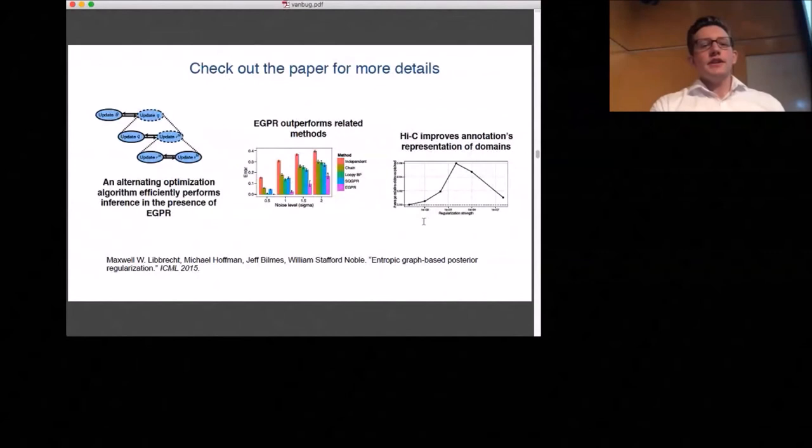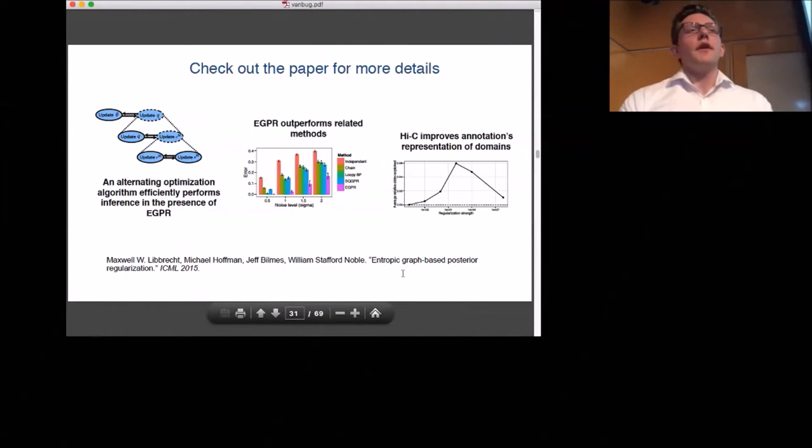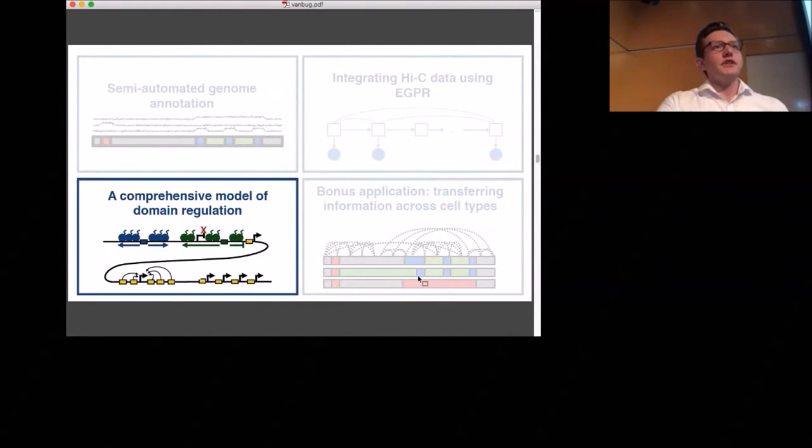So if you're interested in this stuff, please check out our paper, especially this is the paper on the computational approach. I will also be talking about this in the UBC stats seminar in about a month. So check out that talk if you're interested in the machine learning side. Okay, so now getting back to domains. Any questions before I move on?